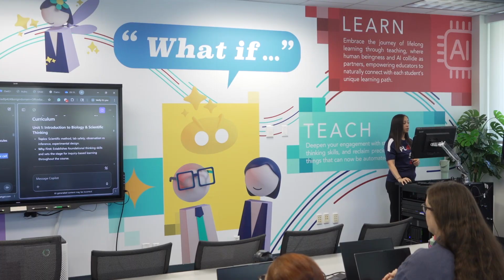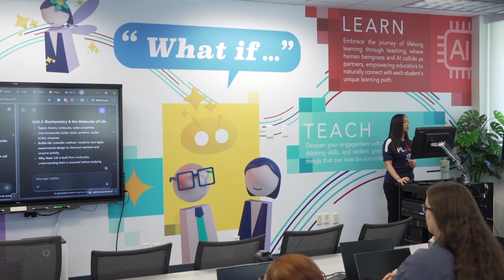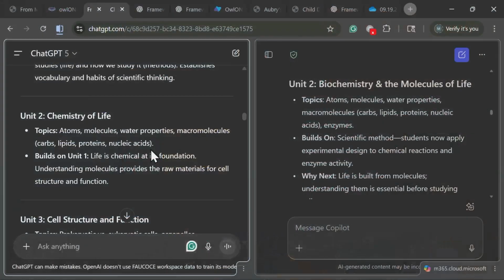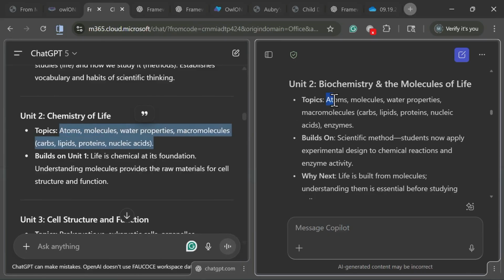To further this progression of spiral design, we now get into Unit 2. Both are talking about biochemistry or chemistry of life. Same thing, they're synonyms with each other or synonymous phrases. And both we'll see are talking about atoms, molecules, water properties, and macromolecules.